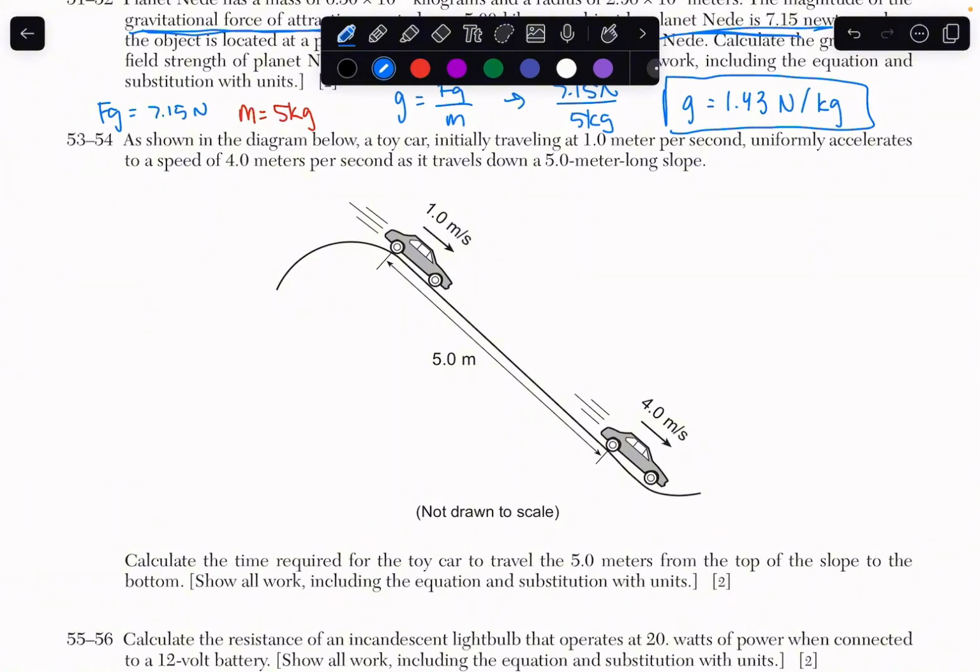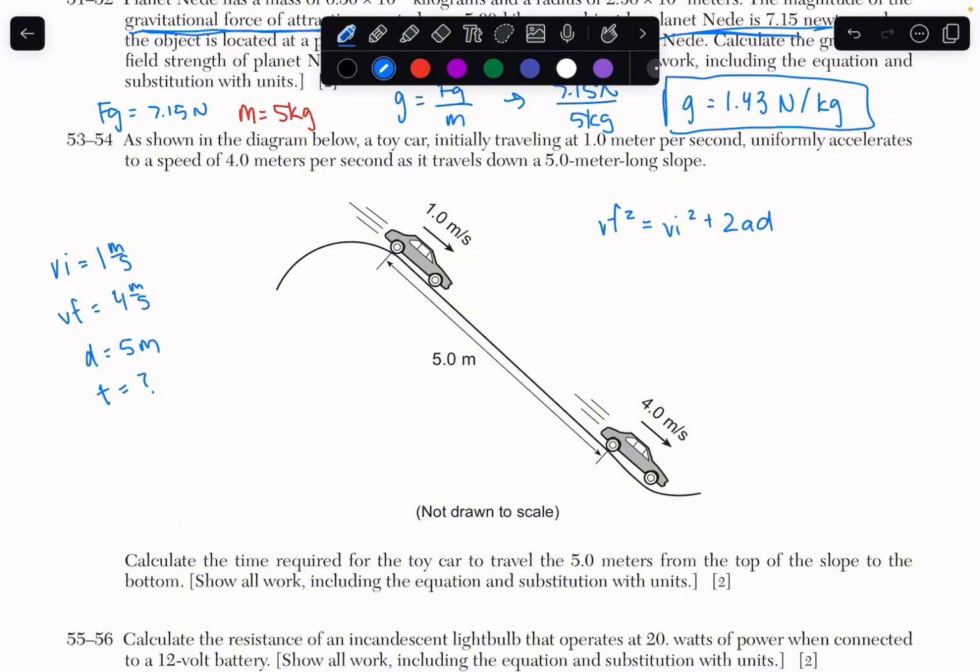So, we know that Vi, or initial velocity, is 1 meter per second. We know that the final velocity, or Vf, is 4 meters per second. We know that the distance is 5 meters, and we need to find time. So, let's look at all the kinematics equations on the reference table to see if we can use any of them. After we look through these, we can notice that all the equations that find time require acceleration. So we need to find acceleration first with the equation Vf squared equals Vi squared plus 2ad.